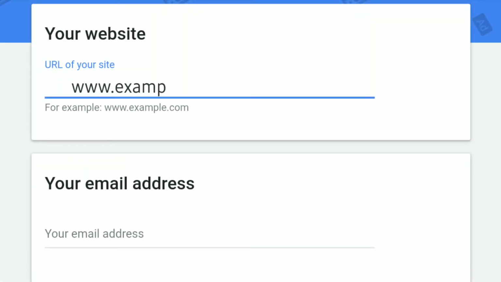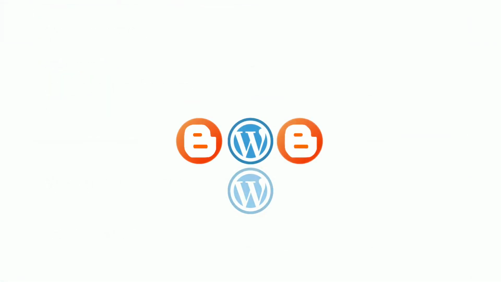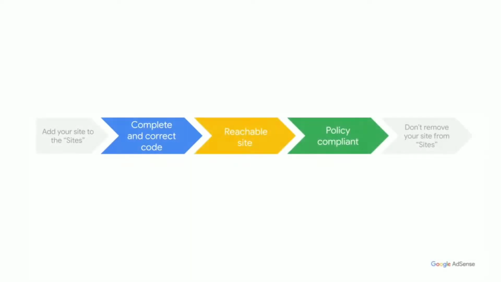Now, for website, in the sign up screen enter your web URL. If you own multiple sites, it can be added later. Go ahead and fill in your personal details. Now we'll perform these steps.